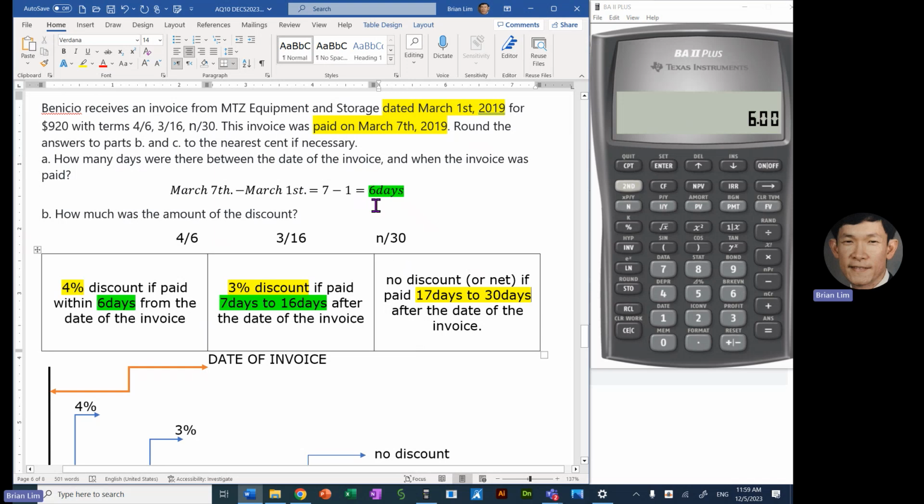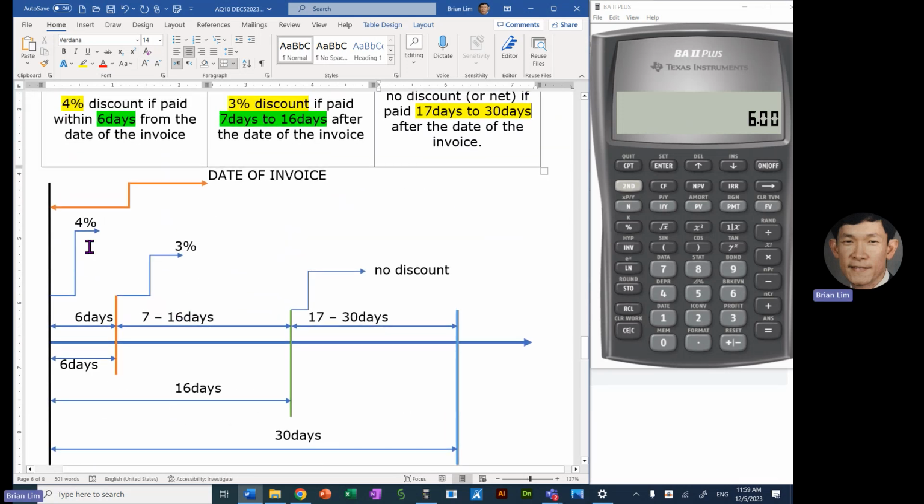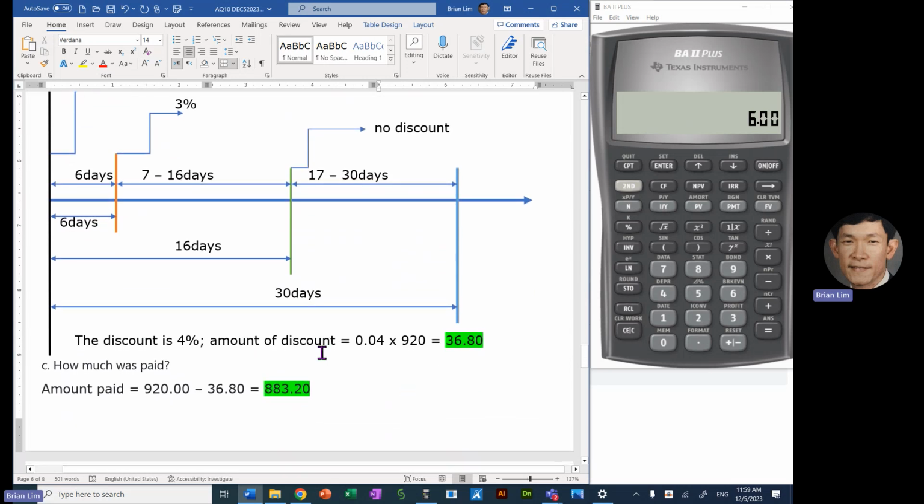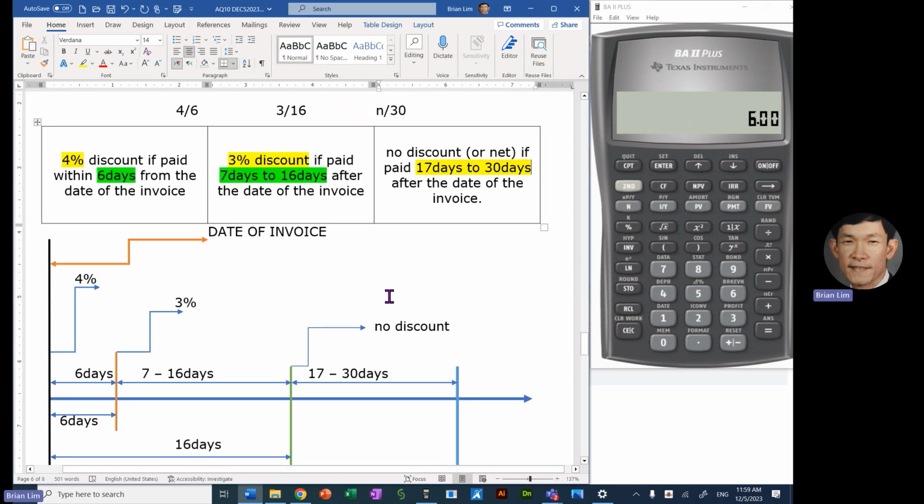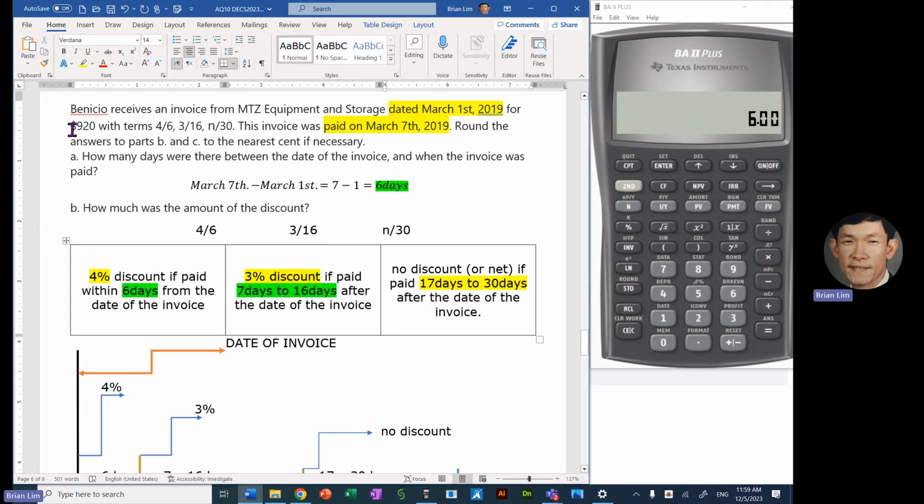So this invoice was paid 6 days after the date, which means it falls into this category. The 6 days is right there, so a 4% discount should be applied. Now this is a little bit of an illustration here: 6 days, 7 to 16, and 17 to 30. So 4% discount, and the invoice was for how much? Well, it was for $920. Right up there, that is the amount of the invoice.